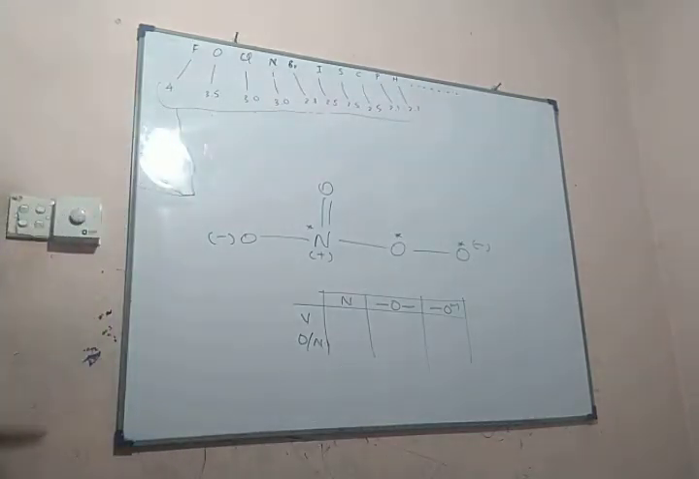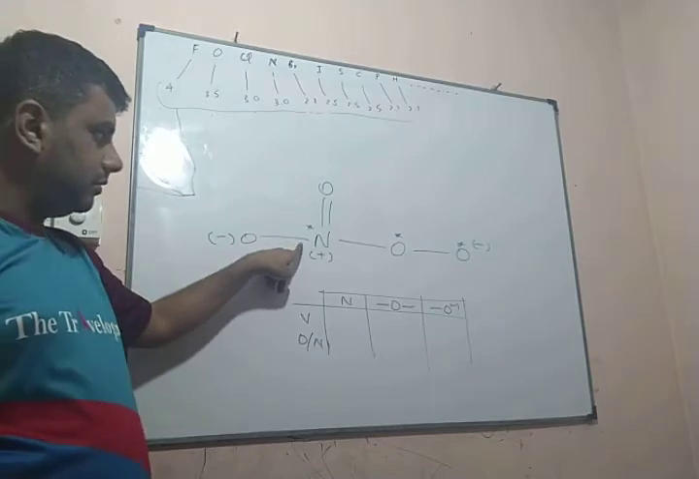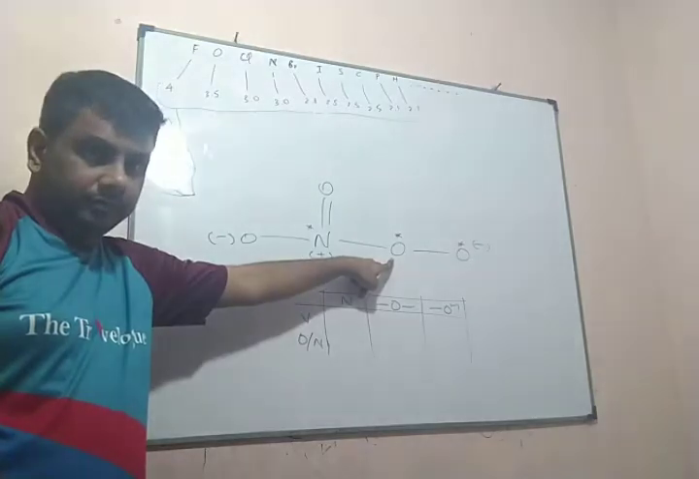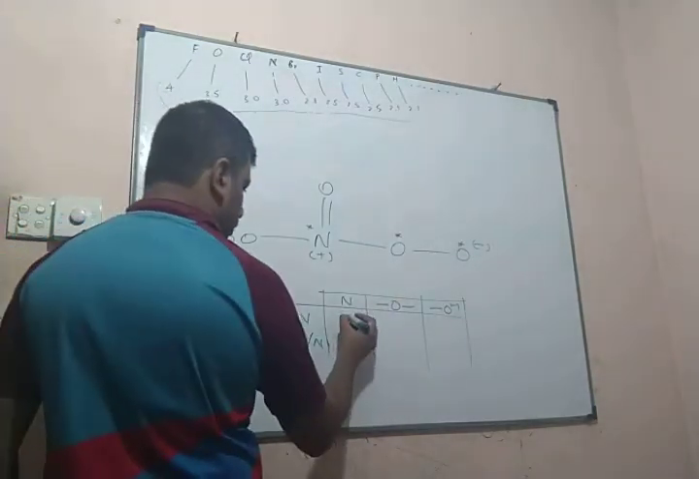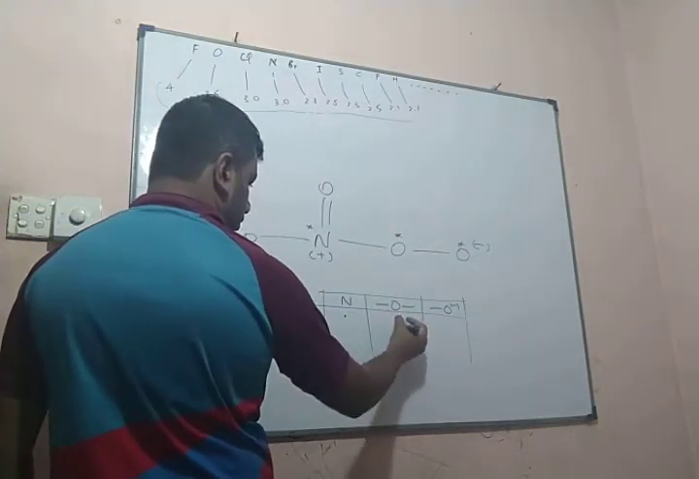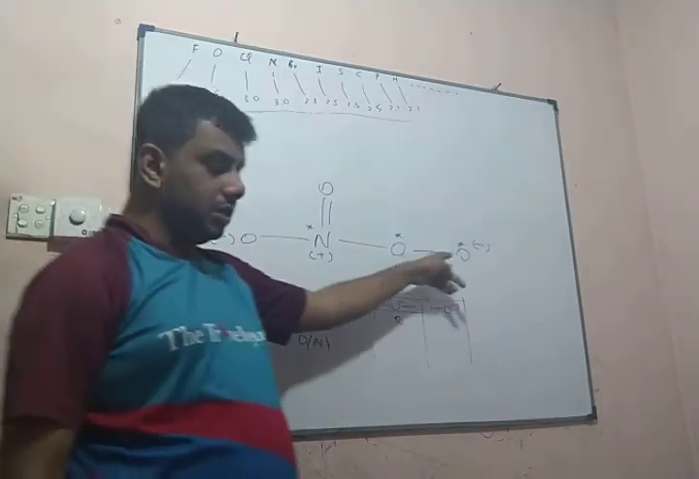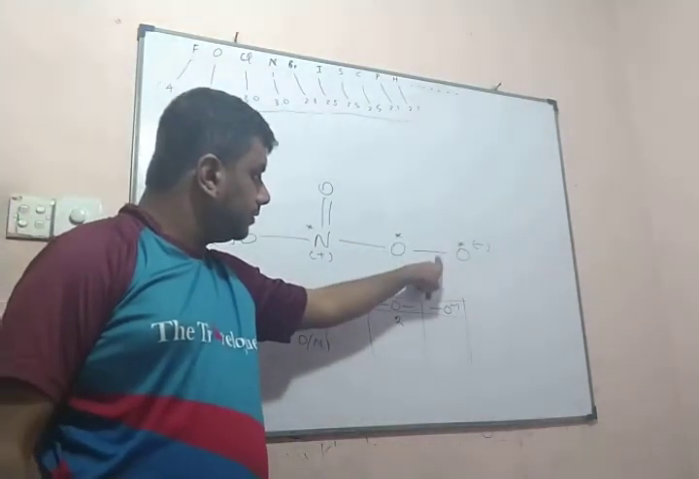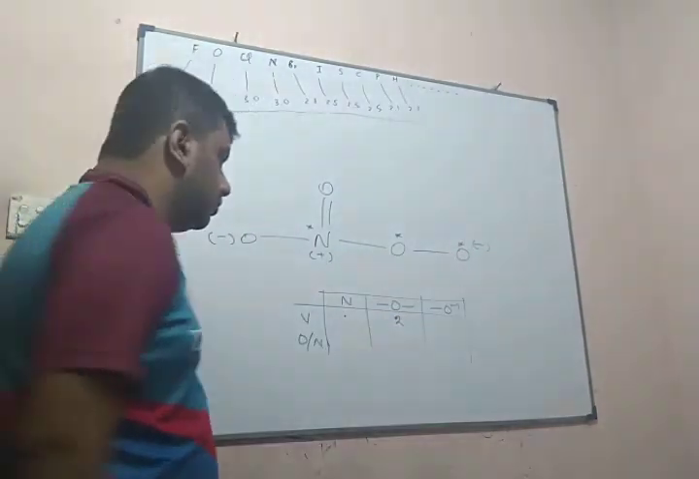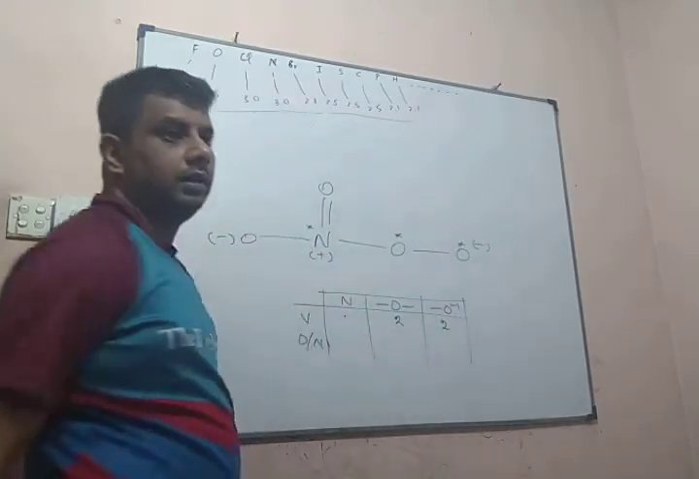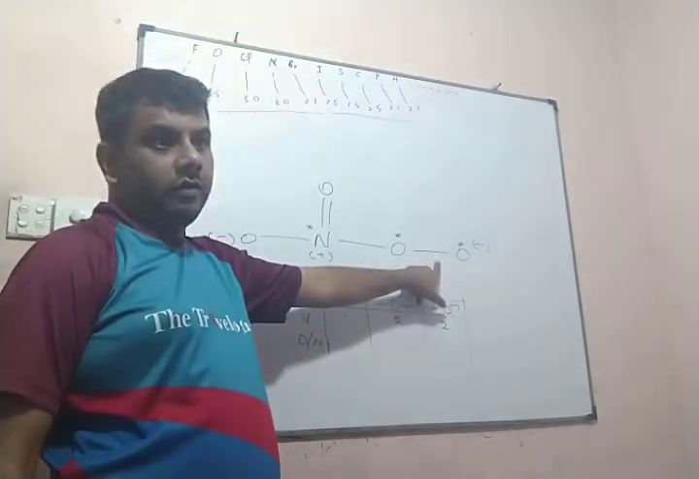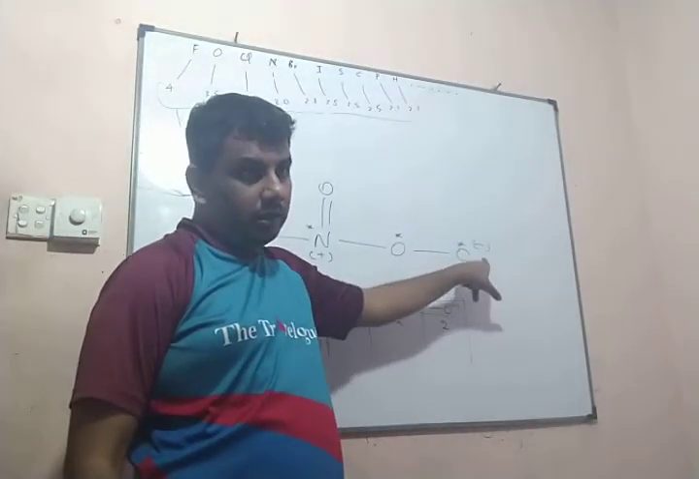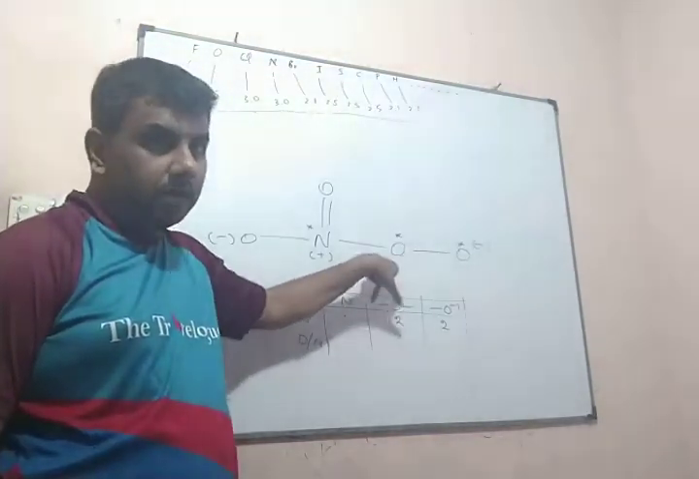First, let's find the valency, right? What's the valency of this nitrogen? Same problem. What's the valency of this oxygen? 2. Valency is 2. And for this oxygen, what's the valency? 2. Covalency is 1 and electrovalency also 1. So totally 2. Here 2, both are covalency.